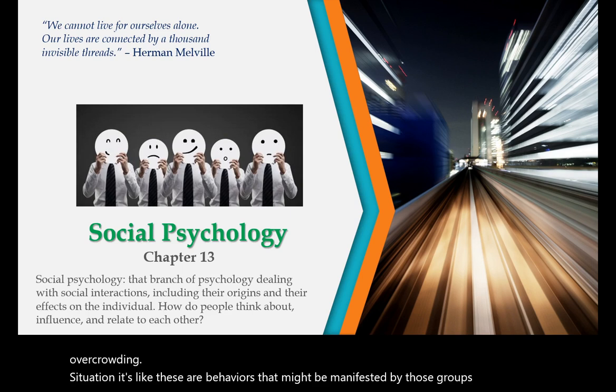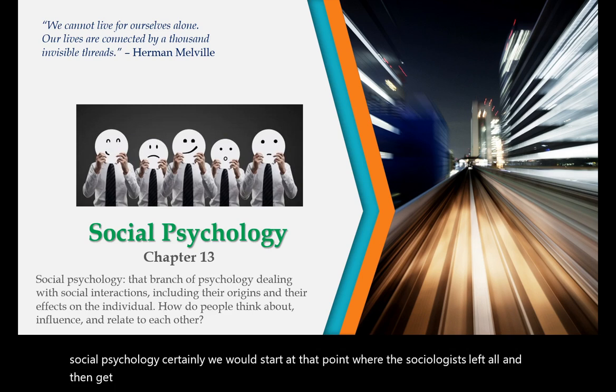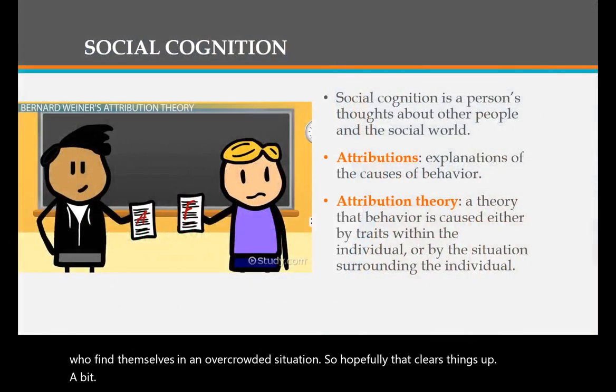Whereas with social psychology, we would start at that point where the sociologist left off and then get into a finer tuned idea of what's going on inside the heads of people as individuals who find themselves in an overcrowded situation. So hopefully that clears things up a bit. I guess we're dealing with a micro versus macro element at this point.